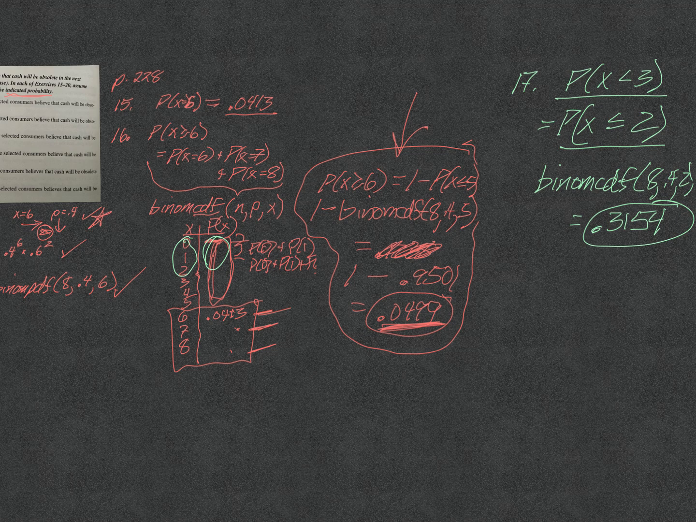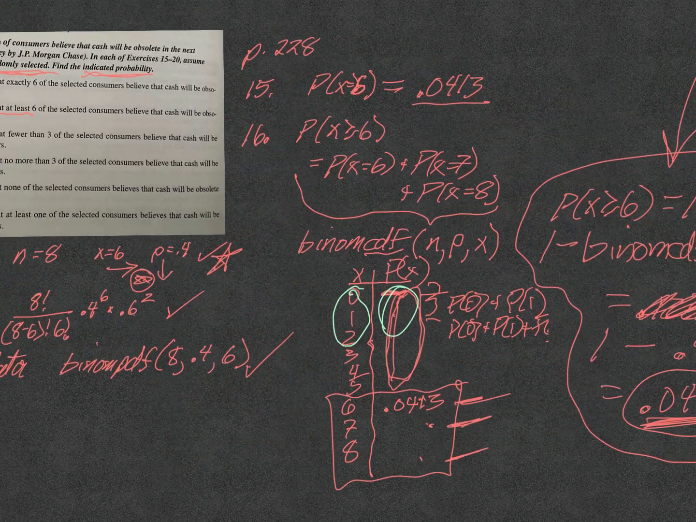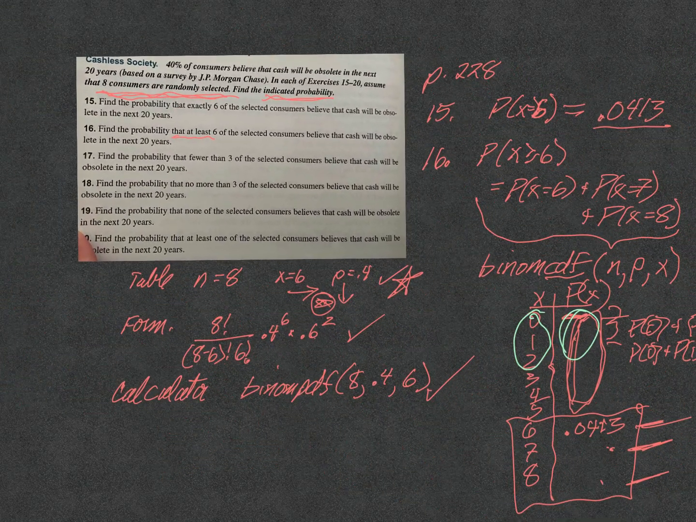Okay, now you can check this by doing the table if you're doing it. Because n was 8, you might use the table. It's probably the fastest way to do it. But are you starting to see how these problems work? Okay.